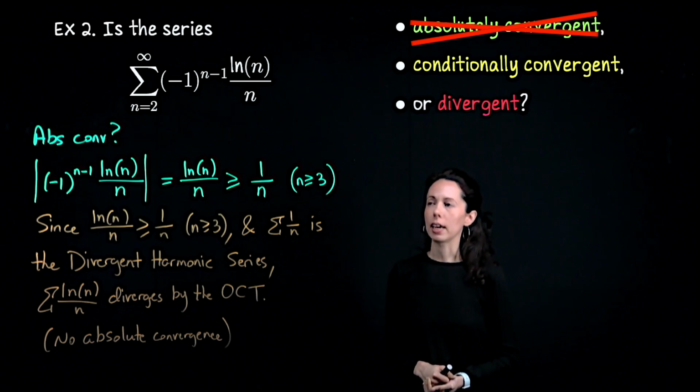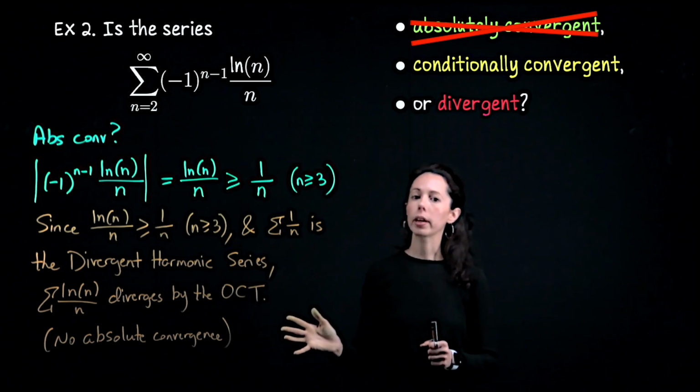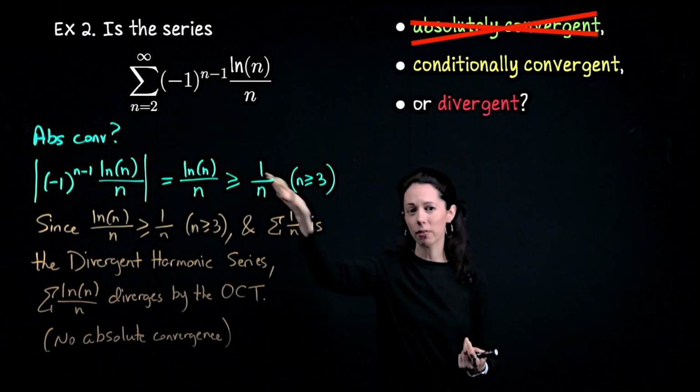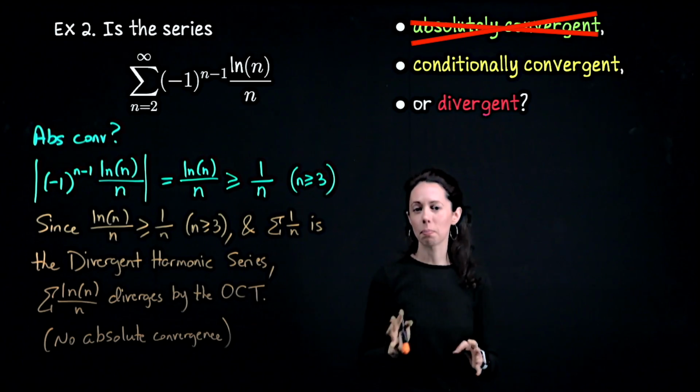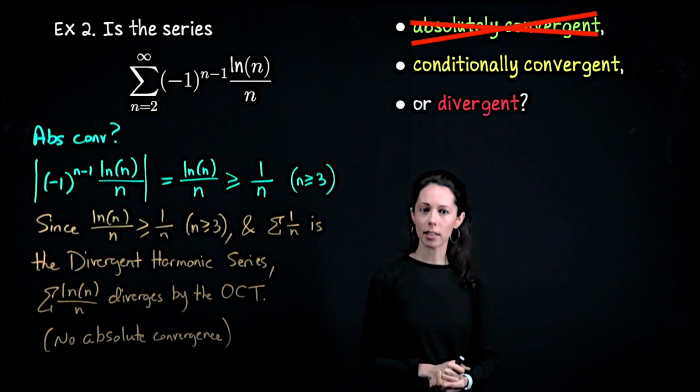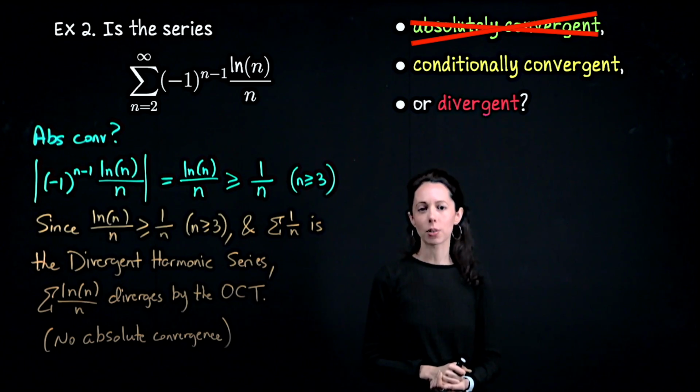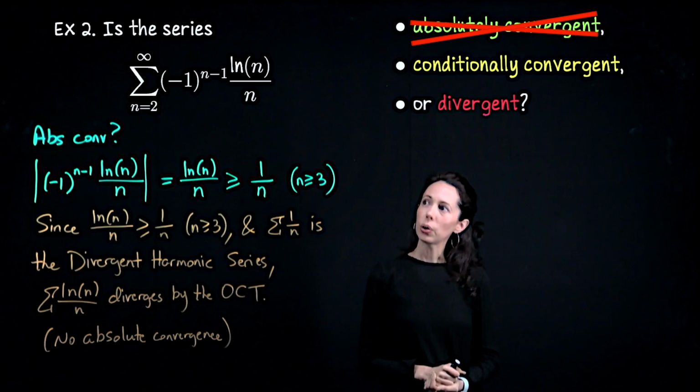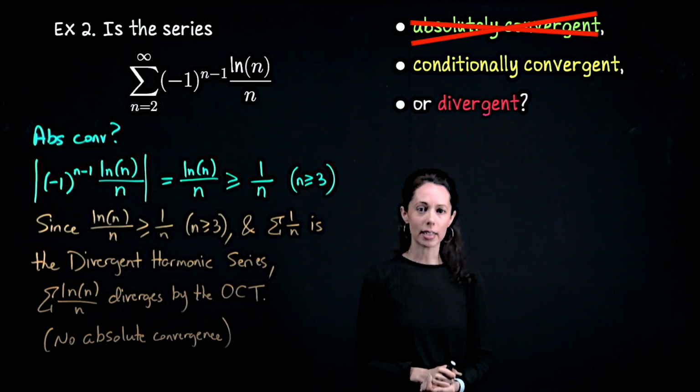So the new question is, okay, it doesn't absolutely converge, but does it converge? Does it conditionally converge? Meaning, does it converge as it is with some mixture of positive and negative terms? This is an alternating series. We have that (-1) to the n minus 1. To test this, we need to use the alternating series test.